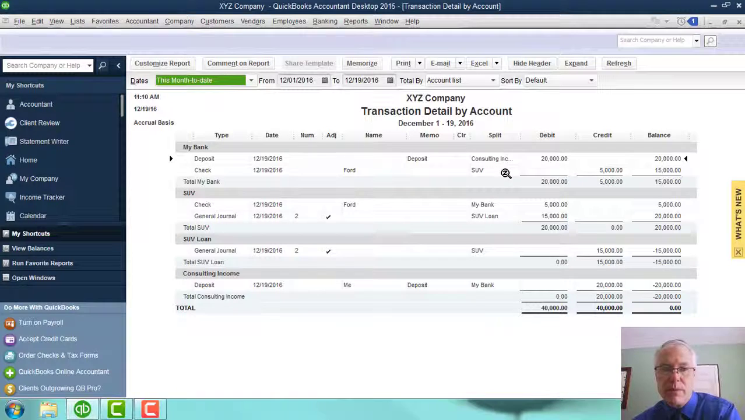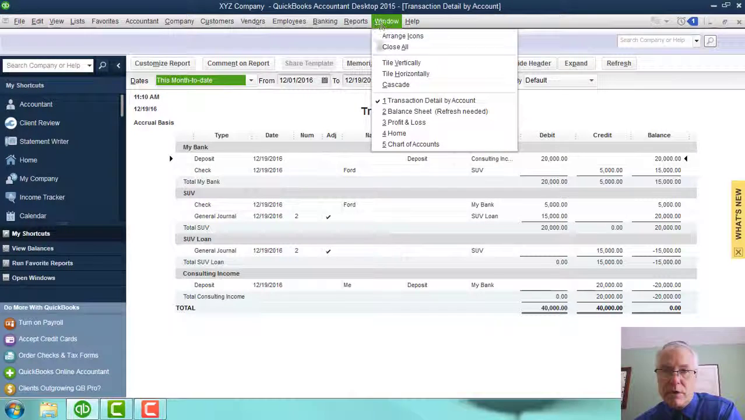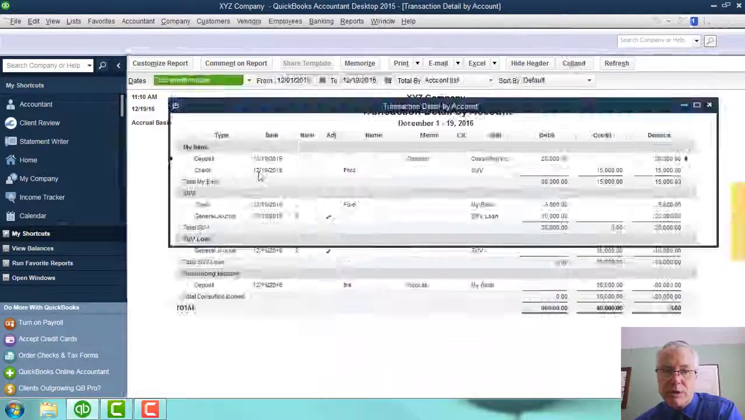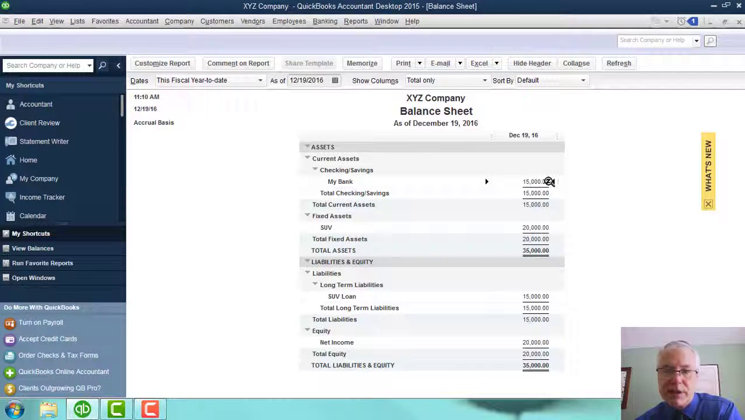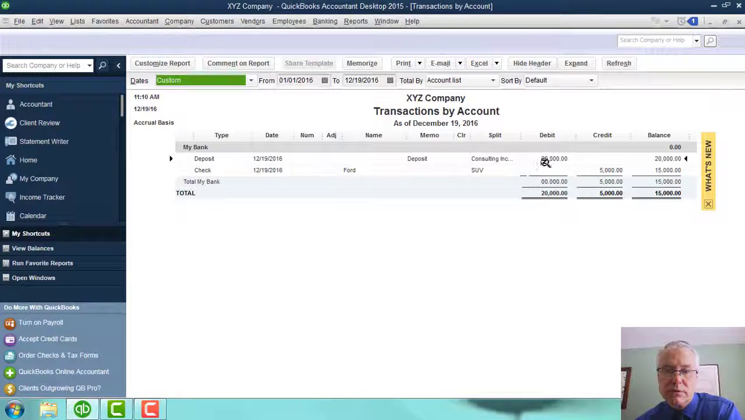Refresh report. So now you can see the $20,000 deposit, your check for $5,000 to Ford, which is also hitting your SUV asset truck account, and then that's your balance to $15,000, which is also the same amount for the loan. Everything ties out. Your balance, everything ties. $40,000. We come over here, look at the balance sheet, and refresh it. You've got $15,000 now in your checking account because you deposited $20,000 and you spent $5,000 for the asset.